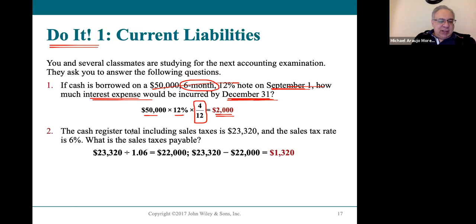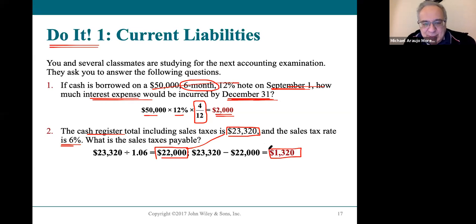Okay. Here is a cash register total. This $23,320 has everything. How much of it is revenue, and how much is sales tax? If the sales tax is 6%, we take the $23,320 and divide it by 1.06. That means $22,000 is your revenue, and the remainder, $1,320, is your sales tax payable. That's how it's broken up: total divided by 1 point whatever the sales tax is.